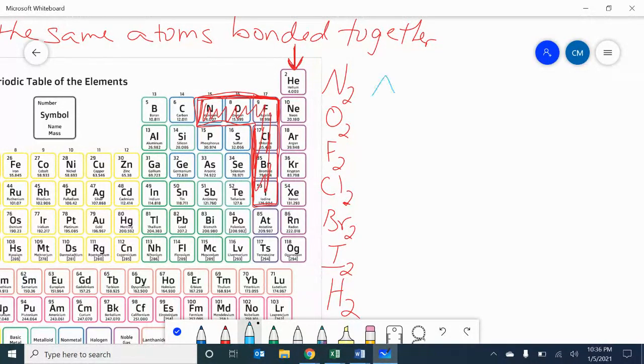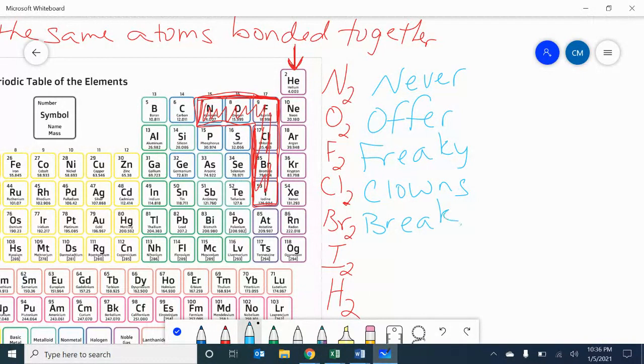Okay, never offer freaky clowns breakfast in hammocks. You should stay away from freaky clowns anyways, let alone offer them breakfast, and more importantly, don't offer them breakfast while in a hammock. All right, so never offer freaky clowns breakfast in hammocks. Maybe that'll help you remember the nitrogen, oxygen, fluorine, chlorine, bromine, iodine, and hydrogen are your diatomic molecules.